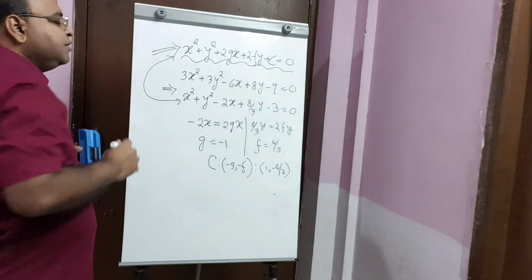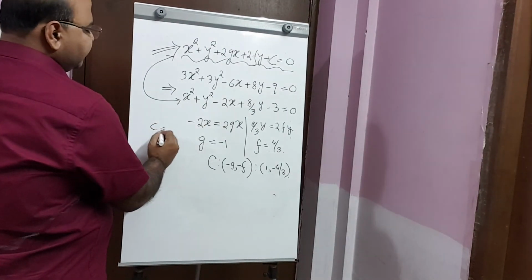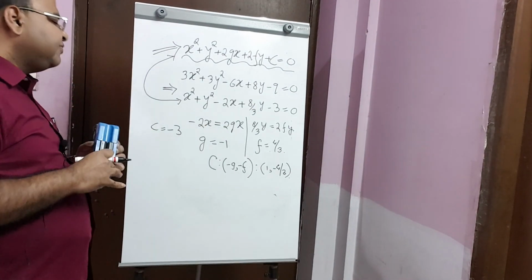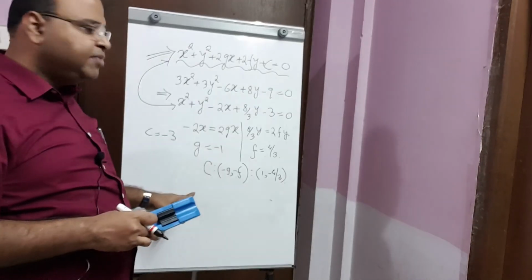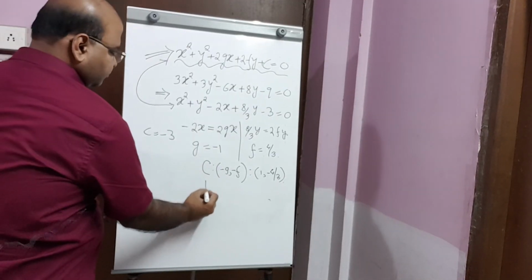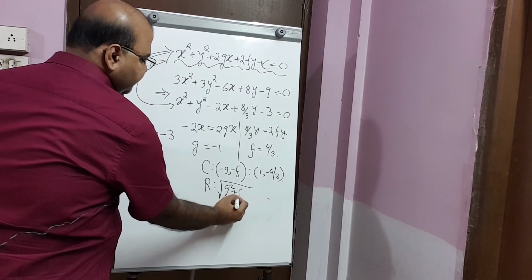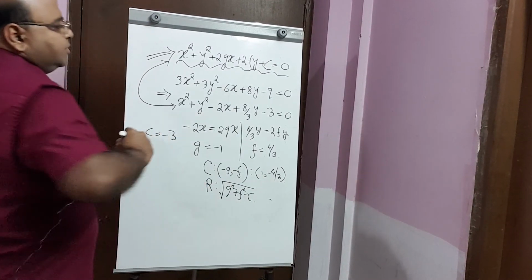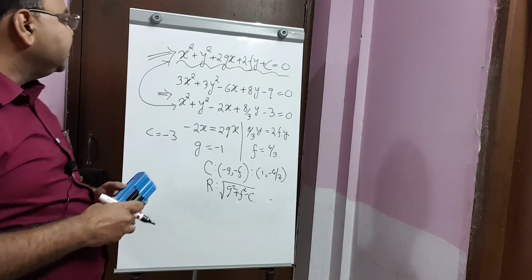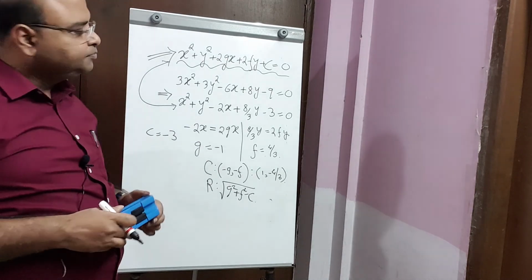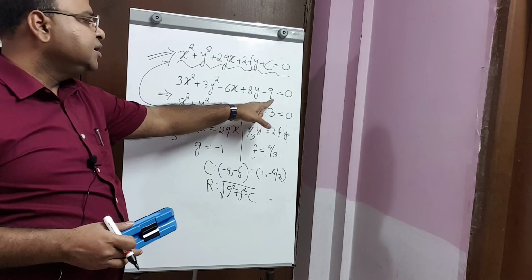And also we can similarly find the radius. Here c is given by minus 3, and applying the formula, the radius will be given by root over g square plus f square minus c. So this is how to obtain the center and radius of a circle whose equation is given in general form.